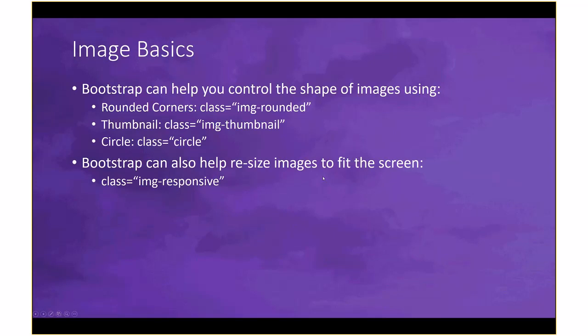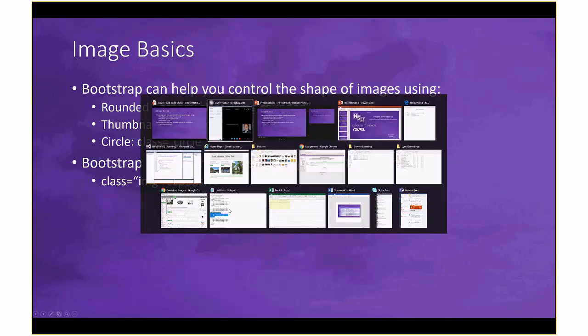So as I mentioned, there's really two things there. So Bootstrap can help you control the shape of the images. You can use rounded corners, you can use a thumbnail view, or you can show the image as a circle. And then Bootstrap can also help you resize the images to fit the screen, by using the image responsive class. So we'll do the demo here.